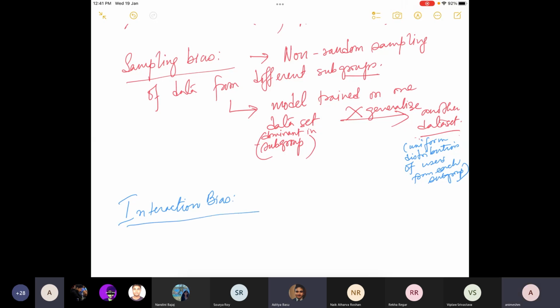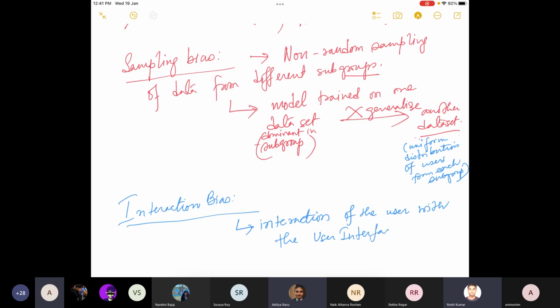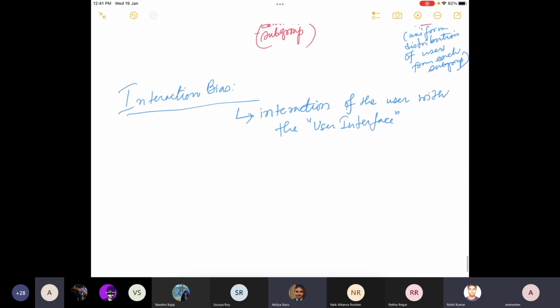Now, as the name suggests, this arises due to some form of interaction of the user with the computer interface. Now, there are again two types of interaction biases. One is called the presentation bias, and the other is called ranking bias.